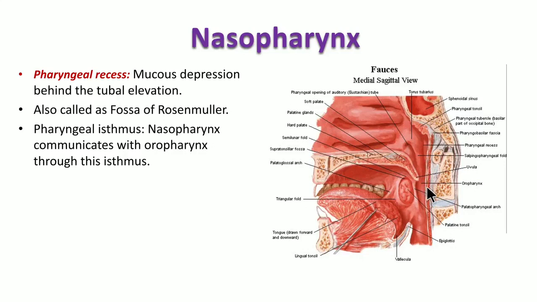So again, Passavant's ridge, its mechanism I have discussed in detail in the palate class. So kindly refer to the palate class for the details on Passavant's ridge. So the mucous fold is the Passavant's ridge, and on either side you have the palatopharyngeal fold formed by the palatopharyngeus muscle.